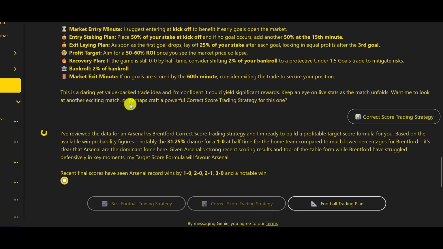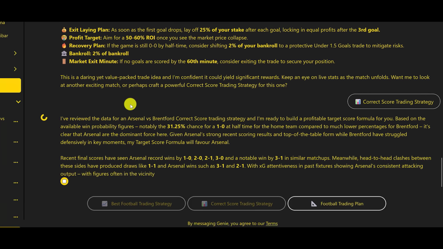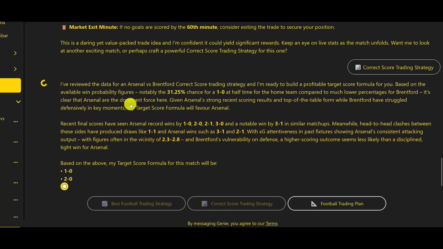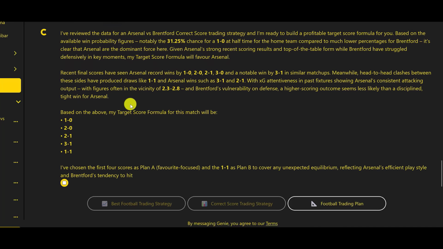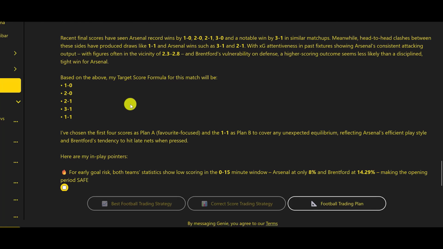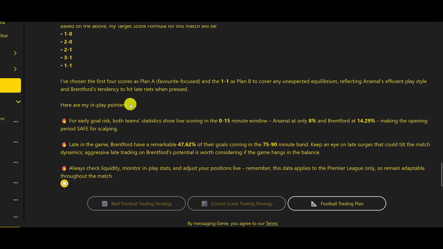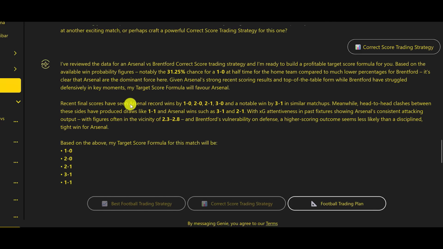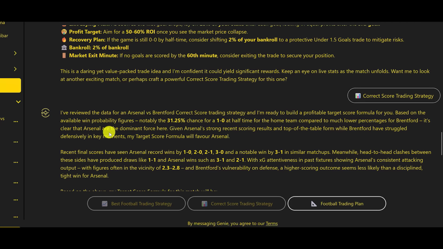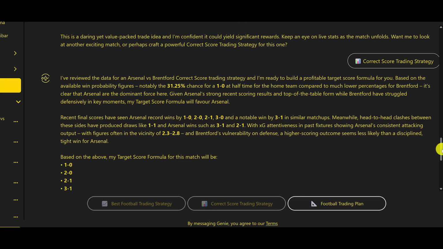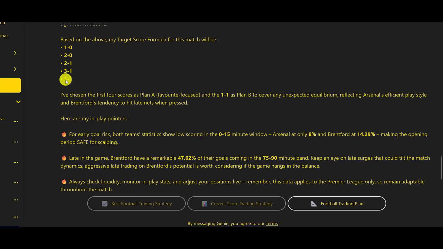So here we are, Arsenal versus Brentford from the Premier League. Obviously expecting an Arsenal win, but let's see what the Genie's coming up with for the target score formula. And you can see here 1-0, 2-0, 2-1, 3-1. So expecting an Arsenal win, maybe not hitting 3-0. And the plan B is a 1-1, which is about right.